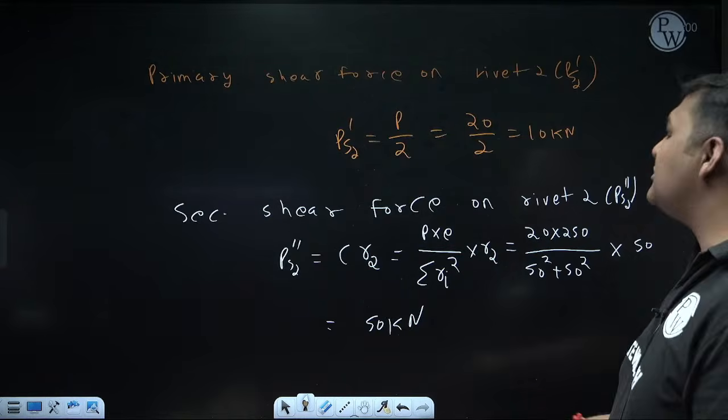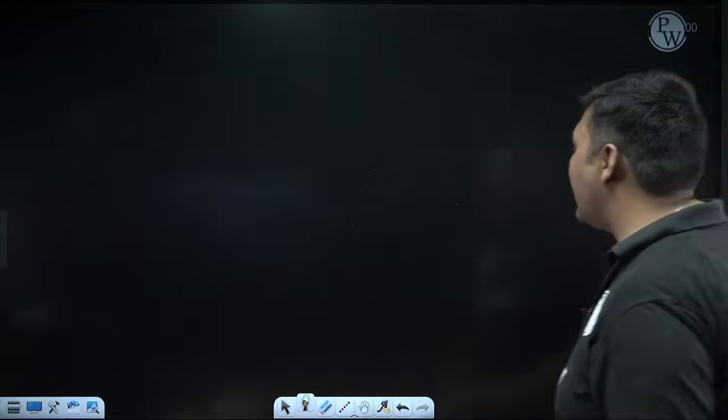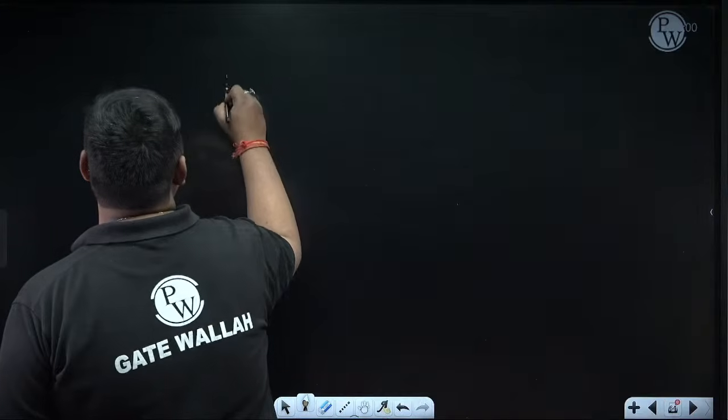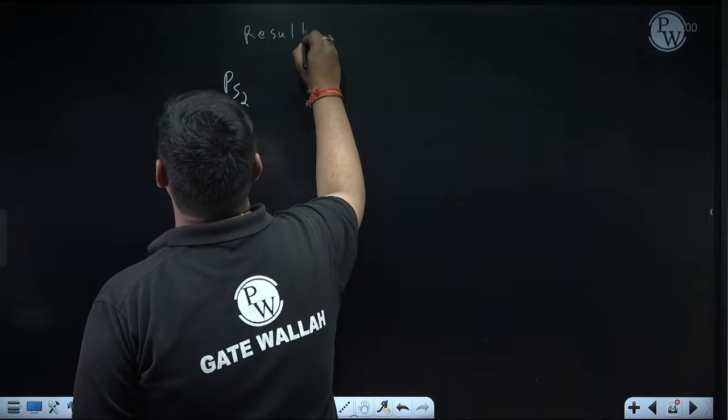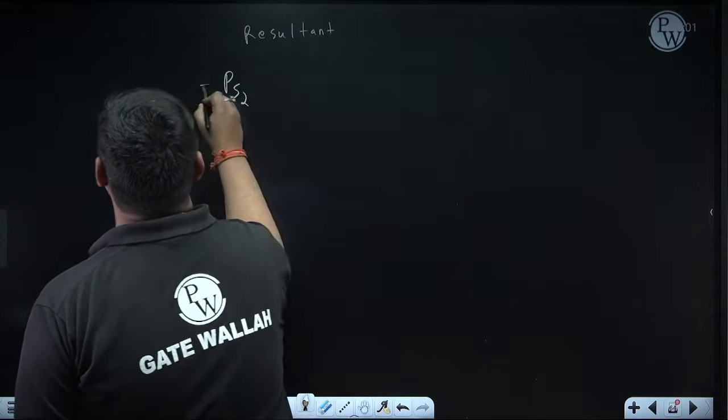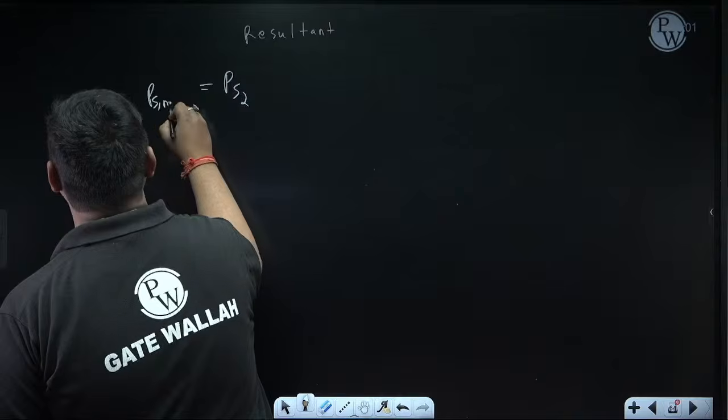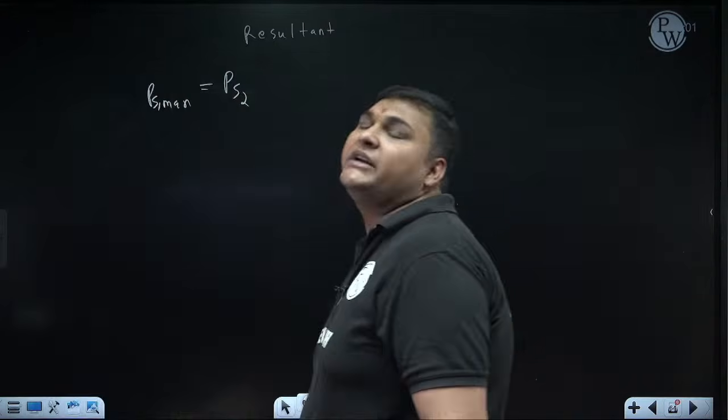But here even this formula is not required. Directly you can calculate, because it will calculate the resultant shear force of rivet 2. Resultant. And whatever resultant shear force is coming for rivet 2, that is also the overall maximum shear force. Reason? Because it is the resultant shear of the critical rivet.